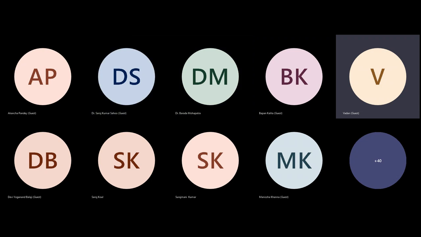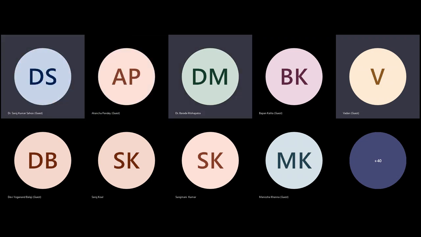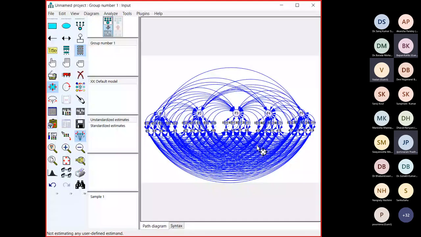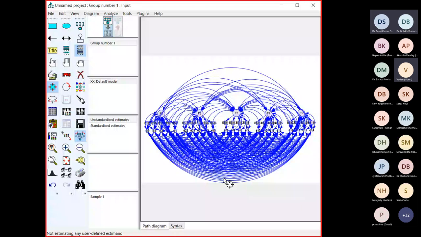Please share your screen. I think you have successfully shared, but now? No, not visible. Ha, now it is visible. Acha, acha. What you have done? I got your point. Please see all of you. What he has done, he has selected everything. He has selected the error terms also. Bapun, I said you to select only the F1, only F2, only F3, no other error term. You have selected the error terms also.